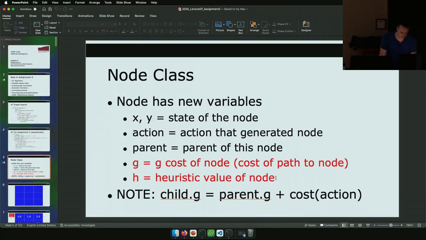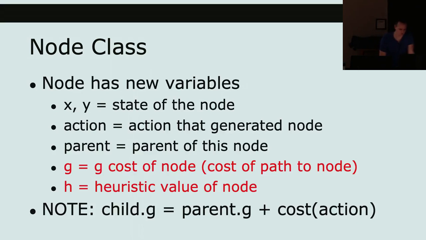So F is just G plus H. I don't have that there, but trust me, it's in the class, and you'll see that when you get it. And this note down here is to calculate the child's G cost. That's just the parent's G cost plus the cost of the action to get you there, right? So how much it cost me to get here is equal to how much it cost me to get to my neighbor plus the cost to get from the neighbor to here. So that's a really easy calculation.